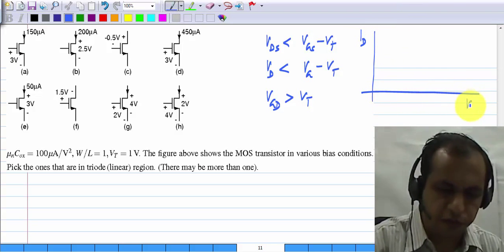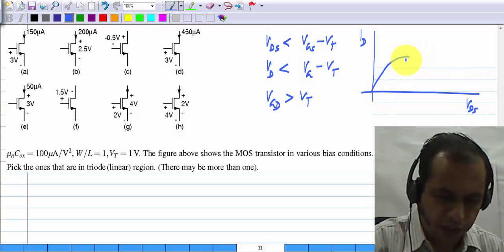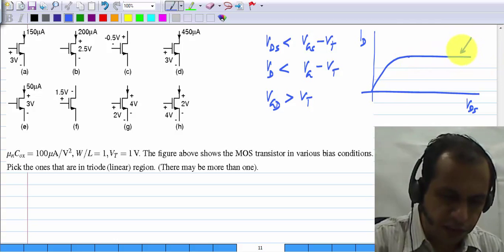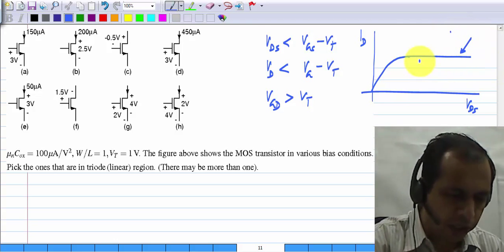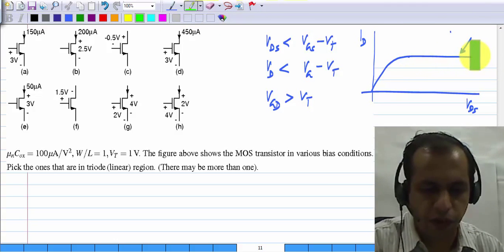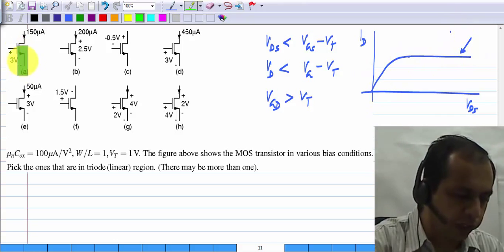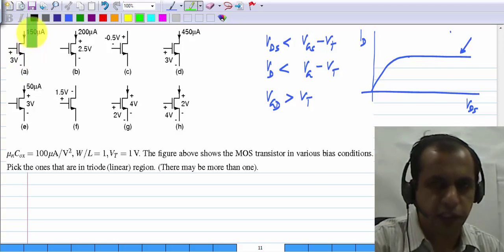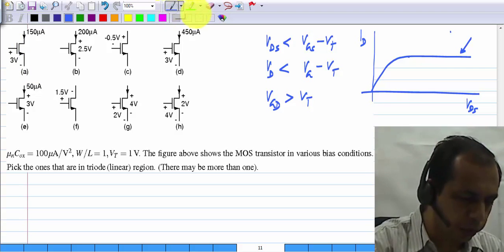You know that ID versus VDS characteristics look like this. There is a parabolic increase and then a flat region, and this is the saturation region where the current is independent of VDS. Now the current can be either equal to the saturation current or less than that. It can never be more than that. So for instance, in the first case, when you are given VGS and the drain current, you calculate the saturation current for this level. If the current is less than that, it has to be in triode region. So let's go over all these cases quickly.